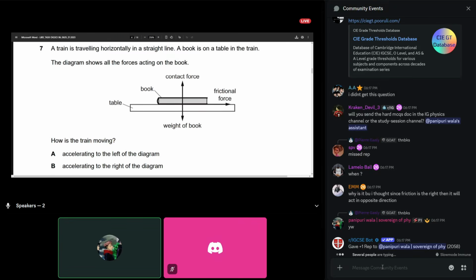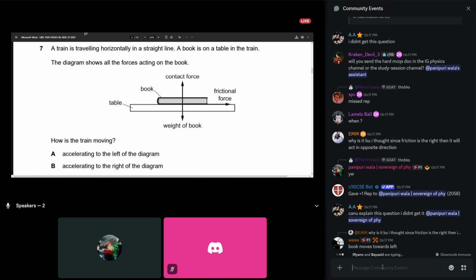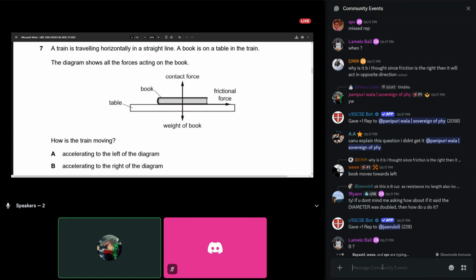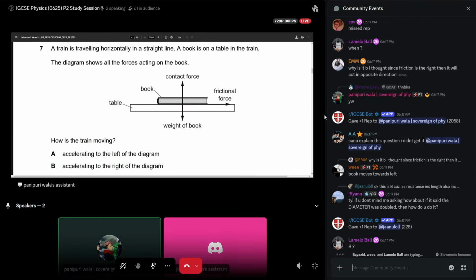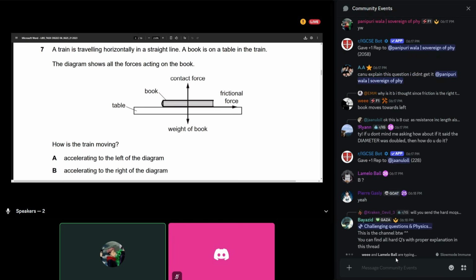Yeah, friction is to the right. Friction is to the right. That means motion is to the left, right? Since the book moves to the left, I'm sorry, started. Book moves to the left. That means the train has to move in the other direction. Because I'm not pushing the book or anything. It's only the train moving.